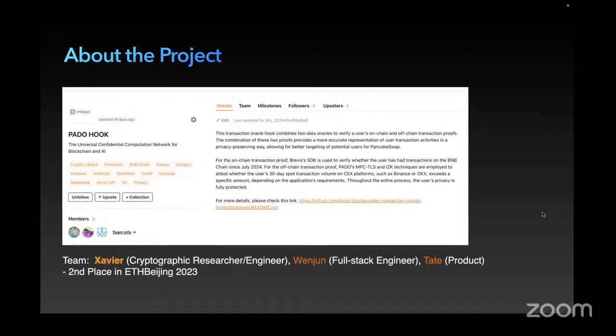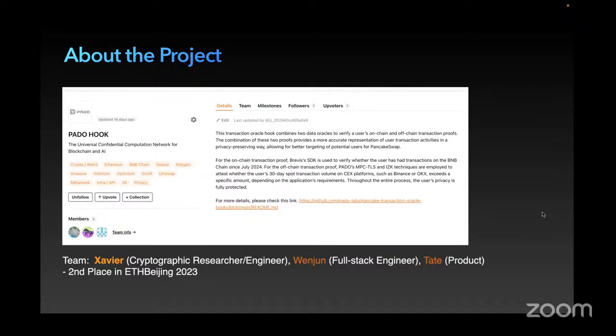I'm Xavier, a cryptography engineer and researcher, mainly focusing on cryptography and privacy research. We also have two other team members. Wenjun is a full-time full-stack engineer responsible for the whole architecture and implementation. And we have another teammate, Tate, who is mainly responsible for the product and the general process design. We won second place in the ETHBeijing Hackathon last year.